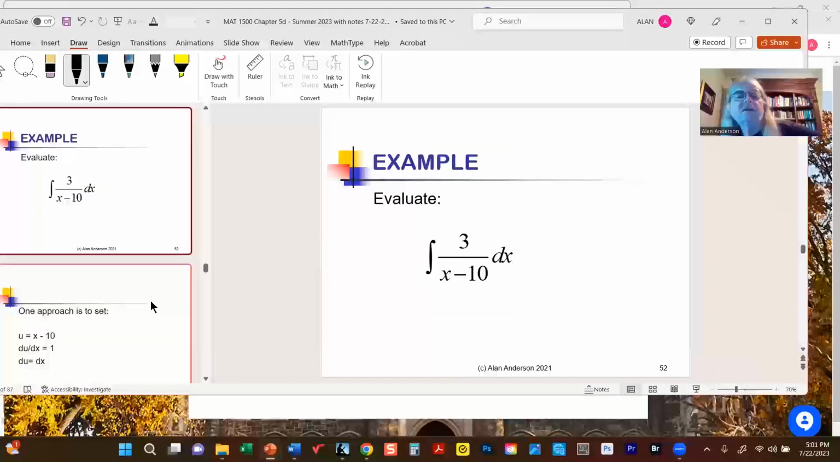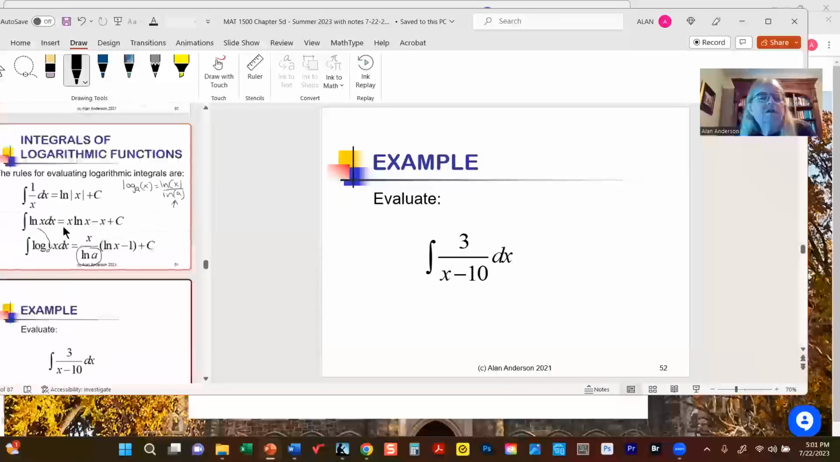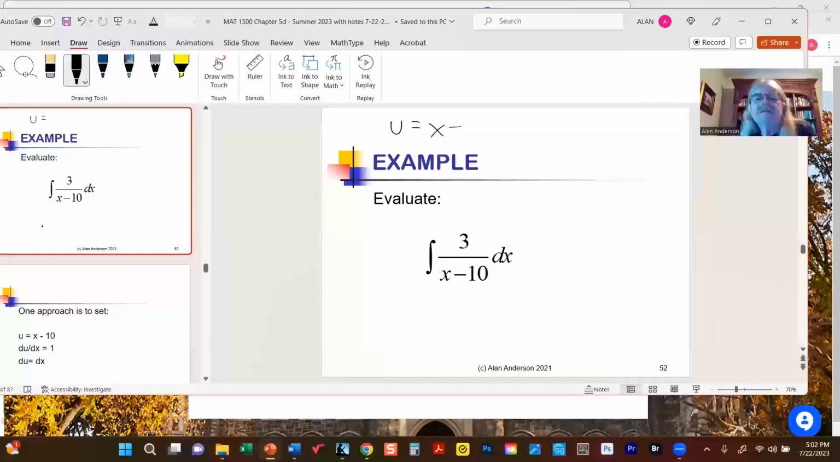So for example, this one, as soon as you see that the x is in the denominator, you have to wonder if this is maybe a logarithm. So why don't we try this? Let's let u equal x minus 10. Then du dx would simply be, oh, sorry, no, it would be 1. Hold on 1 second. Yeah, that's better.